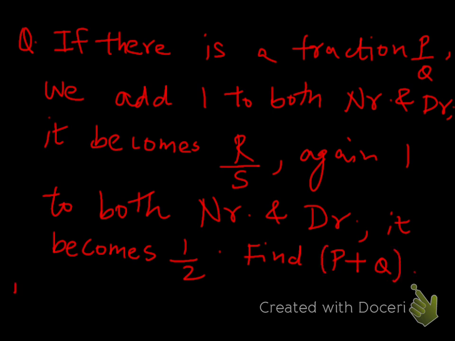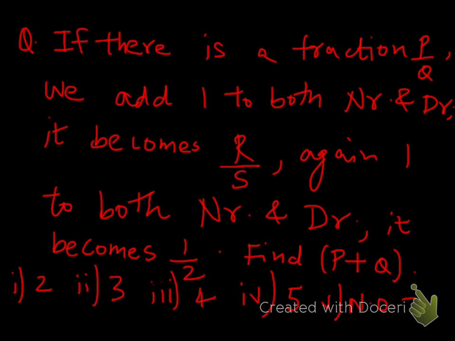Pretty straightforward. Let's say I'm giving you the options as well. Option 1 is 2, then 3, then 4, next option is 5, and the last option is none of these, meaning we do not have a value from these numbers. You can pause the video here and come back later for the answer. Alright, let's see the answer now.